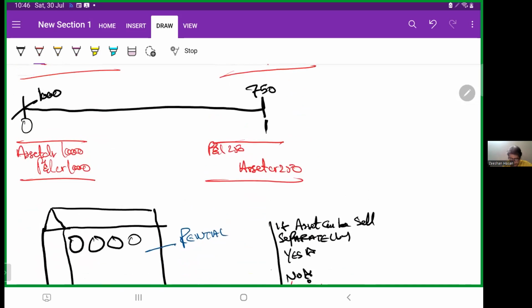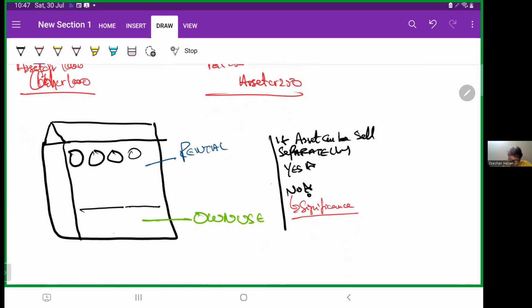In case the value is decreased, for example, we got the asset for 1000 in year zero and in year one its value is now 750. So asset debit, cash credit 1000 in year zero. At the end of year one, the asset value decreases, so asset credit 250 and profit and loss debit 250, we will recognize it as an expense. Simple and easy treatment, right?